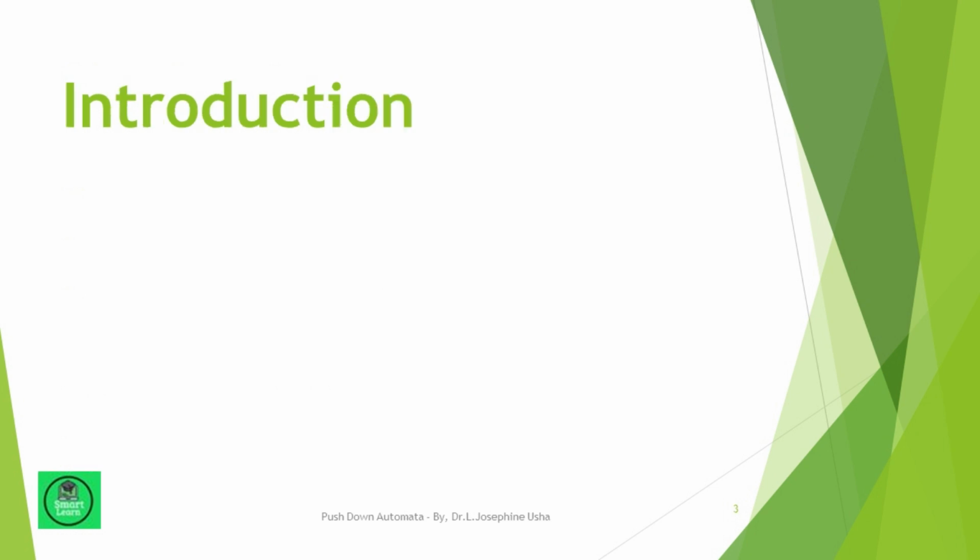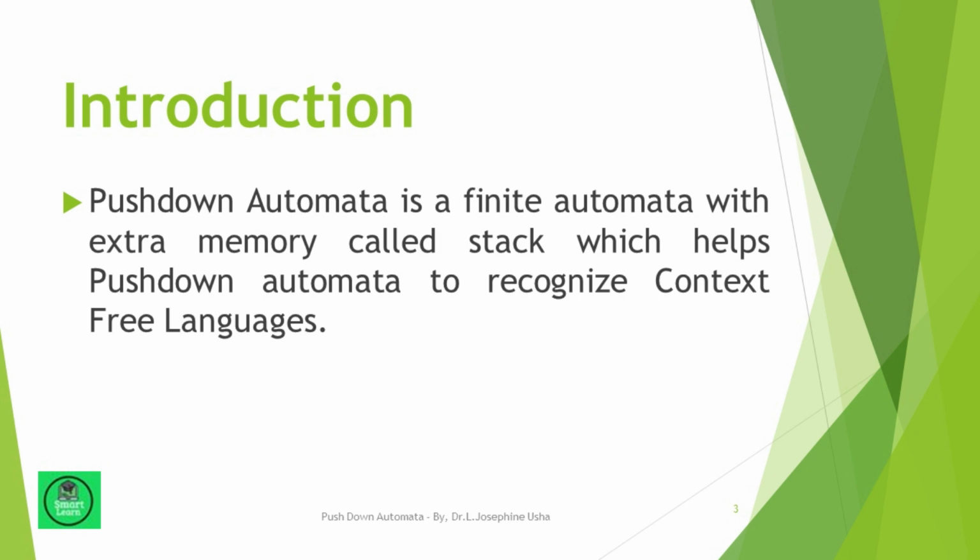Next we see the introduction. So what is push down automata? Push down automata is a finite automata with extra memory called stack. First, let's see what finite automata is. Finite automata is an abstract model of a computing machine. So the finite automata with the extra memory called stack is called a push down automata.